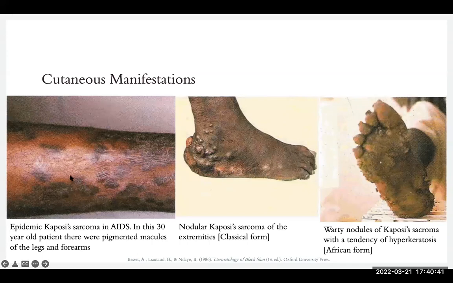You have macules, pigmented macules, which they say are violaceous. That's the right word. Which means basically purplish violet color. This one is nodular, classical, seen in an African, where you're seeing nodules appear on the back of the leg. Again, this one is the same.